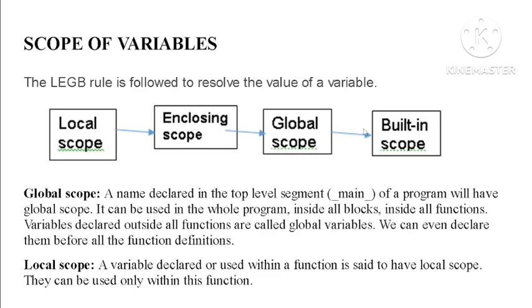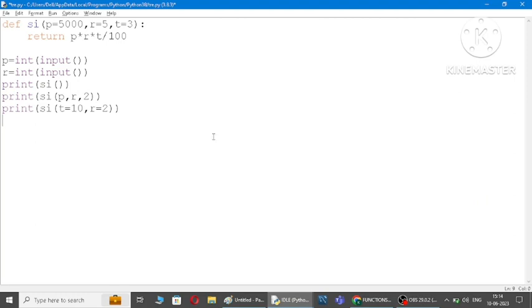Okay. Now, how is the scope of variables defined? That is how the program resolves the value of a variable. See, if you look at this program, you have a variable called P here. You have another variable called P here. But this P is different and this P is different.